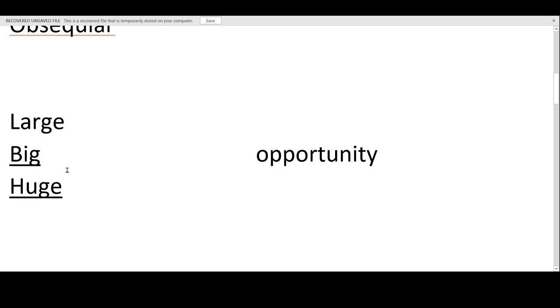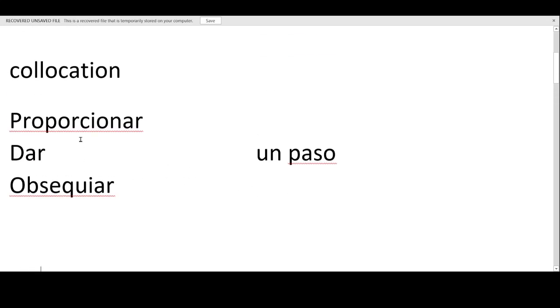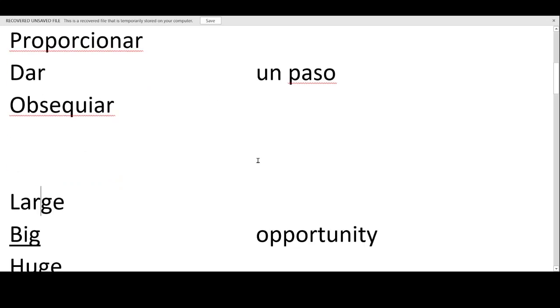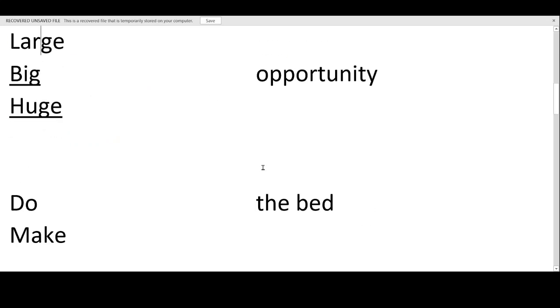So I know what you're thinking. You might be thinking, well, if large and big mean the same thing, why does large not collocate with opportunity? Well, the same reason, because proporcionar doesn't collocate with un paso. Okay, so unfortunately, collocations are just kind of random.